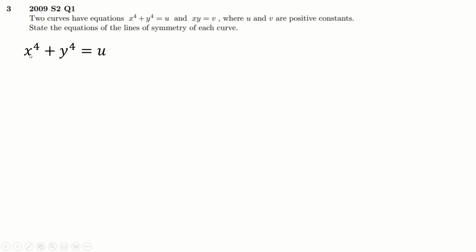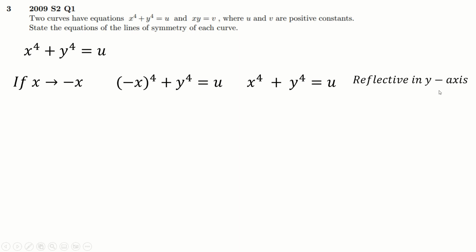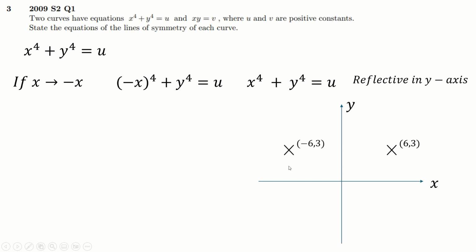So for example, if we replace x with minus x, then this becomes minus x to the 4, which is just x to the 4, and the statement is still true. So this shows that it's symmetrical around the y-axis. Now, the reason is that if you replace any x input, like 6, with minus 6 instead, you're still definitely at the same place because you still just have the same equation. So therefore, symmetrical around the y-axis.